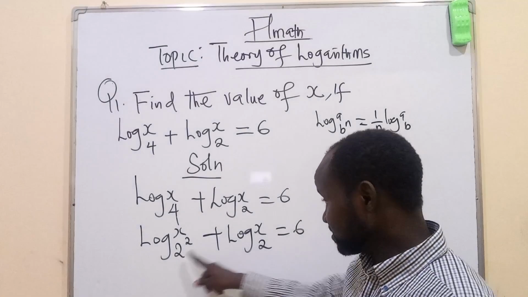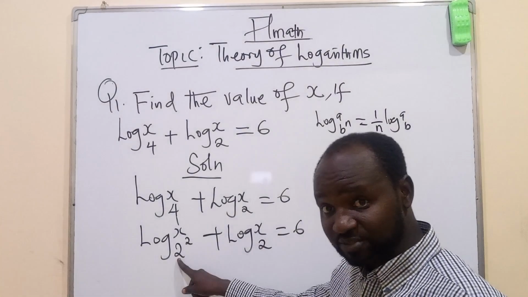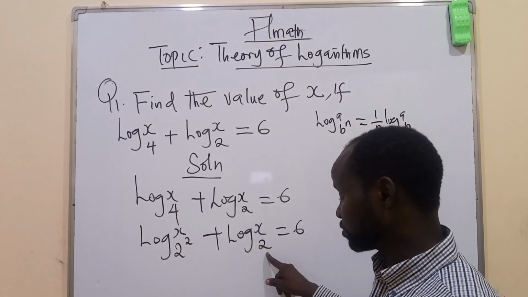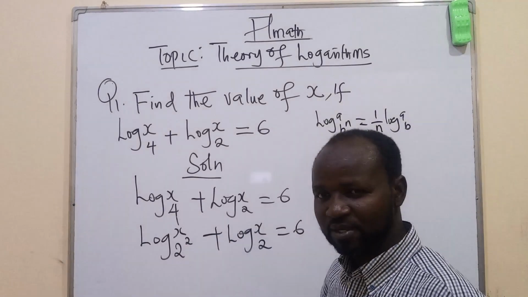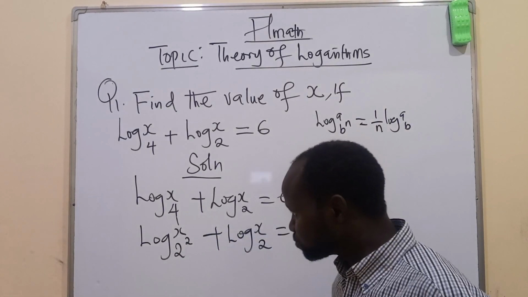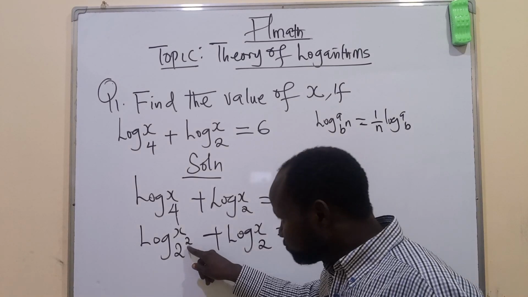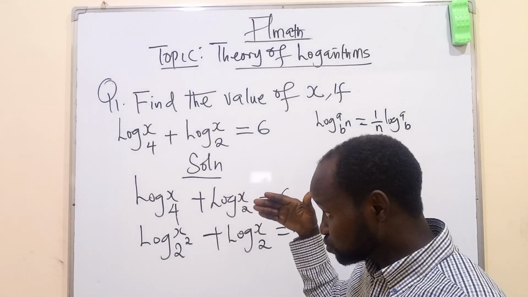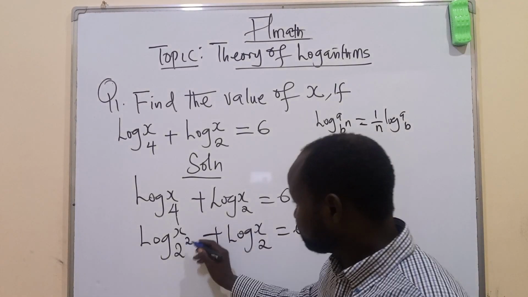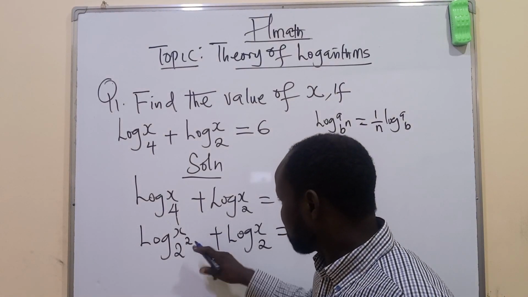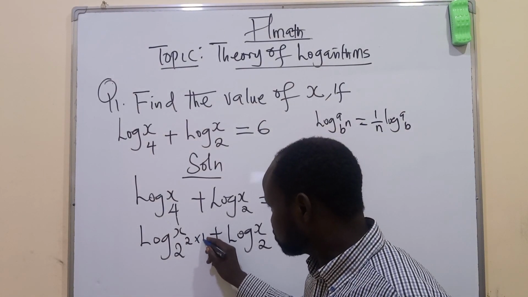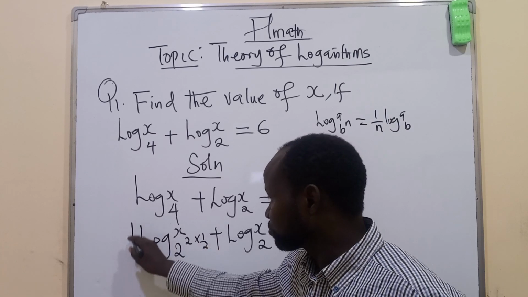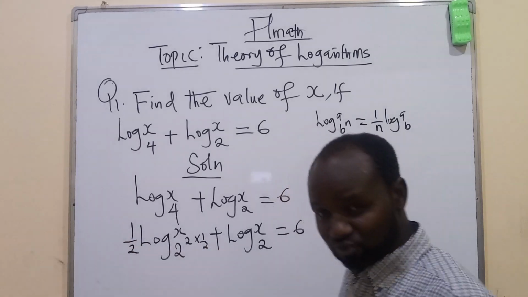Clearly, the bases are the same here. We have 2 as the base here, log to base 2, log to base 2, but I have power 2 here. How can I remove this power 2? To remove this 2 here, find the reciprocal of 2, that's 1 over 2. Meaning, I can remove this 2 by finding the reciprocal, that's 1 over 2. I'll multiply this by 1 over 2, then multiply this log by 1 over 2.